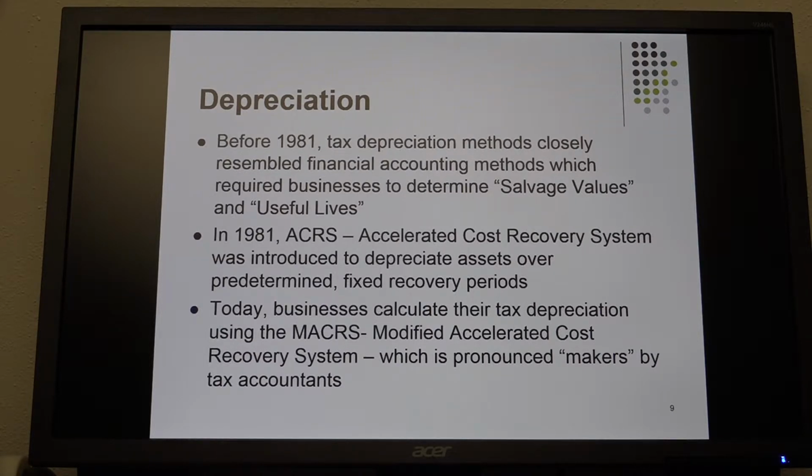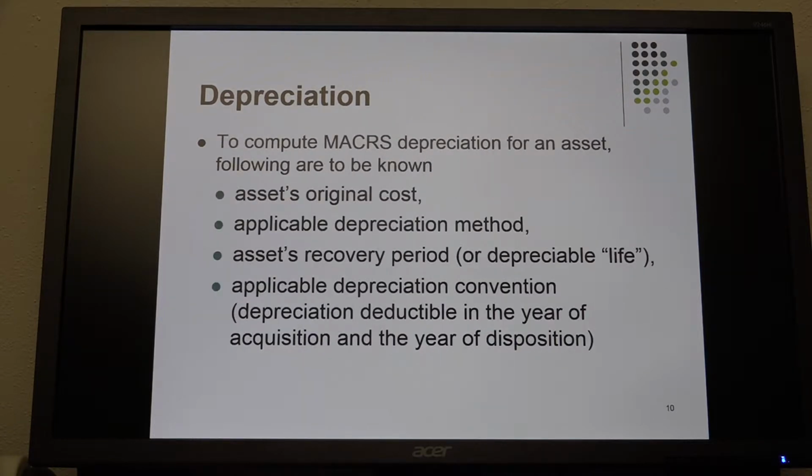87-56, it lays out what kind of asset it is, what the life of the asset is, and even gives you the depreciation percentage that you use in any particular year of the asset. And so to compute MACRS depreciation for an asset, you have to know the asset's original cost. You have to know its depreciation method. There are 3 methods.